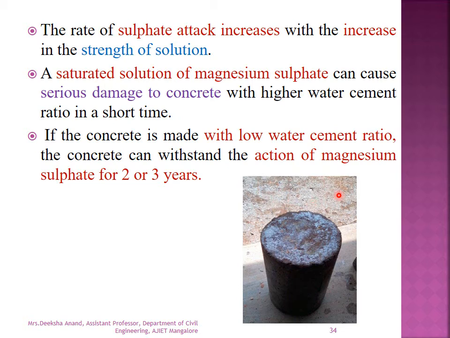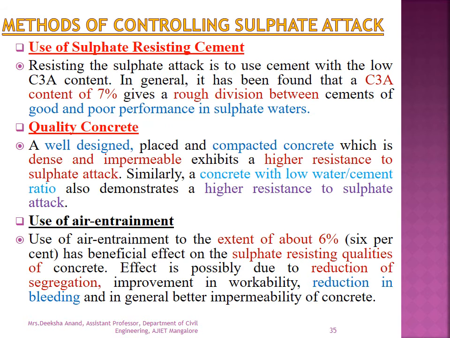A saturated solution of magnesium sulphate can cause serious damage to concrete with a higher water cement ratio in a shorter time. So when we go for any concrete project and testing of the durability of the concrete, we see whether it is attacked by sulphate or not. If white patches occur on the surface of the concrete, it is an indication of sulphate attack. If the concrete is made with a lower water cement ratio, it can withstand the action of magnesium sulphate for 2 to years.